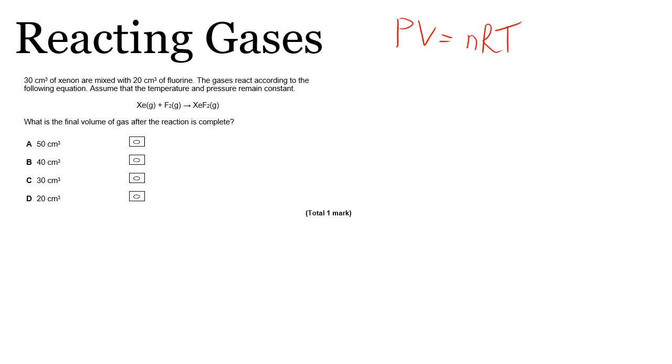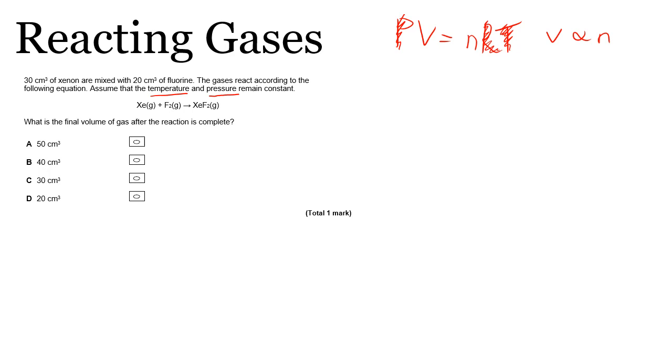So how are you supposed to do this? Well, the important thing is assume that the temperature and the pressure remain constant. So pressure and temperature aren't changing. We can get rid of them out of the equation. You also know that R is a constant, so that doesn't change. And now we've got this, which really we should write as volume is proportional to the number of moles. So now we can treat volume like we would normally treat moles.